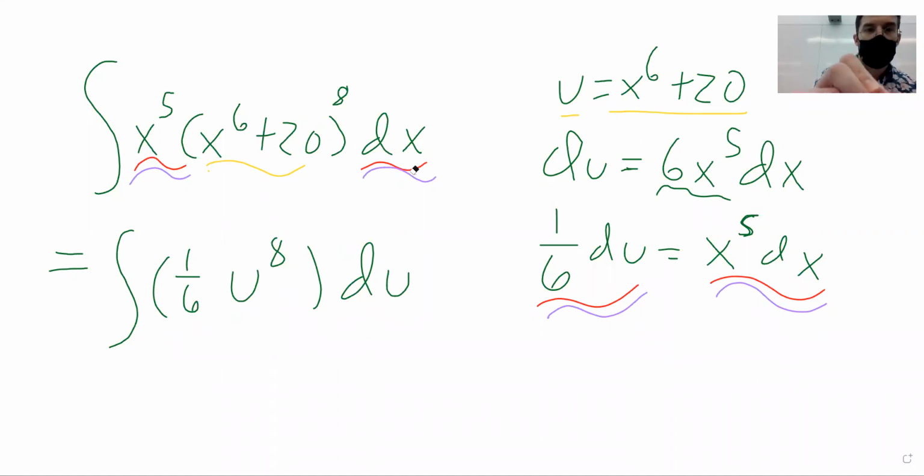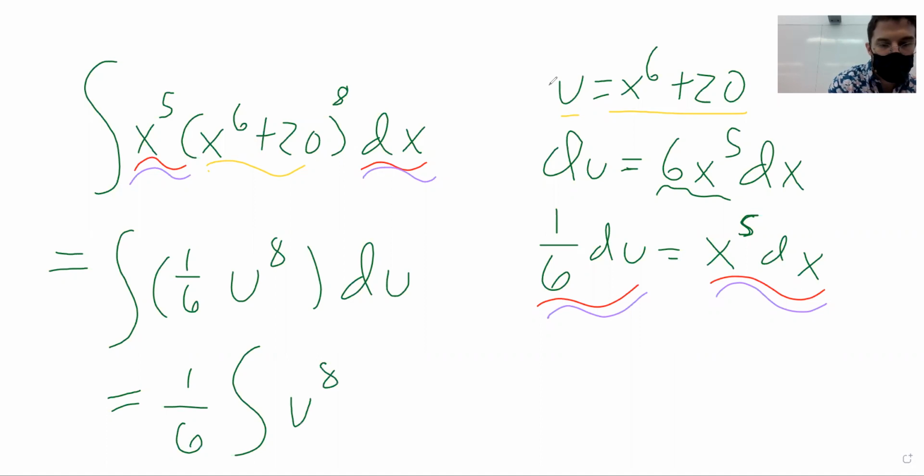So cleaning this up a little bit, we can write this as 1/6 integral u to the 8 du. And how are we going to find an antiderivative of u to the 8 du? Is that an antiderivative we keep in our back pocket? Yes, ma'am. Okay, so we get u to the 9 over 9. And anything else? Plus c.